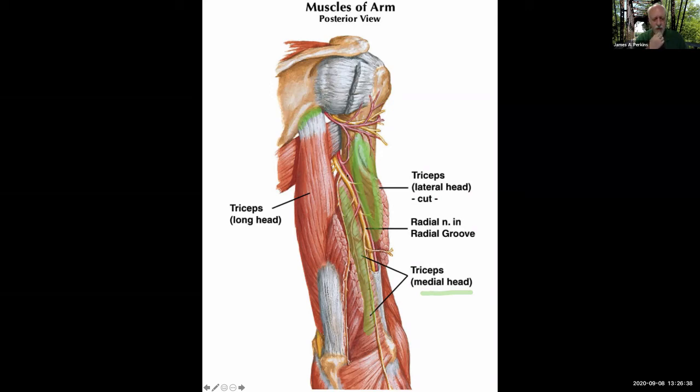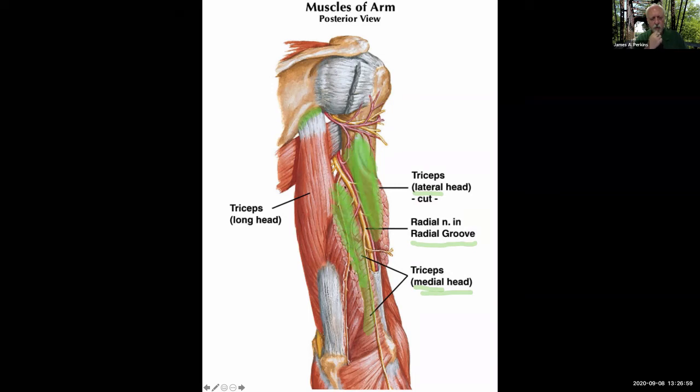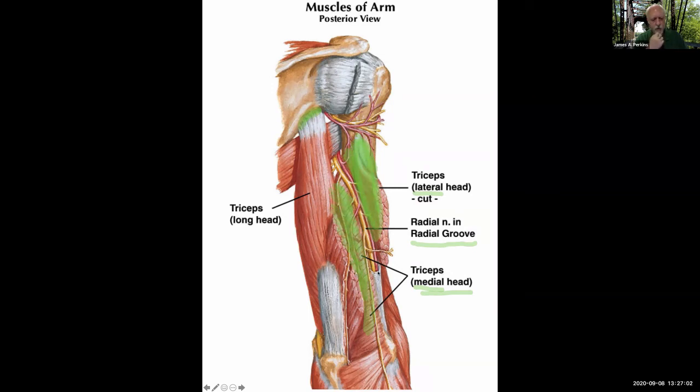In fact, it's these structures, this radial nerve and the artery that runs with it, that actually forms the dividing line between the lateral head of the triceps and the medial head of the triceps. So you can see here's the lateral head over here, originating in a more lateral position, medial head over here in a more medial position, and those two heads are separated from one another by the radial nerve sitting in the radial groove as it runs across the posterior surface of the humerus. And the artery that's running with it is called the deep artery of the arm, or profunda brachii artery. We'll talk about that more in just a minute.